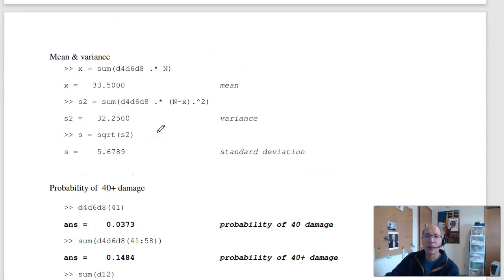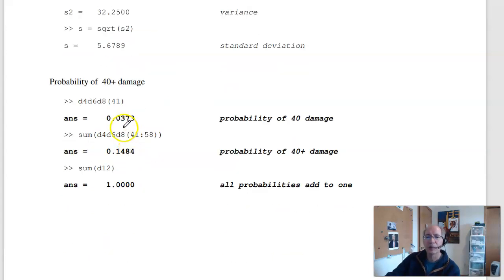The mean is just the probability times the value, 33.5. The variance is the probability times the distance to the mean squared, 32.25. Take the square root. There's the standard deviation. Then the probability of doing 40 or more damage, and the probability of doing something.